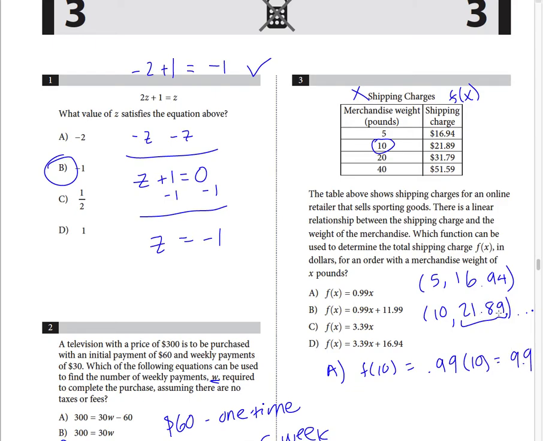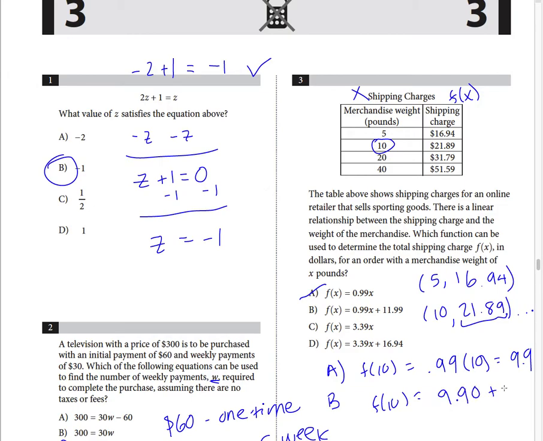Oh, that's not what we want it to be. It's supposed to be $21.89. So that's out. This next one, for answer choice B, f of 10 is equal to, it's the same part here. So f of 10 equals 9.99 cents times 10, which is $9.90.